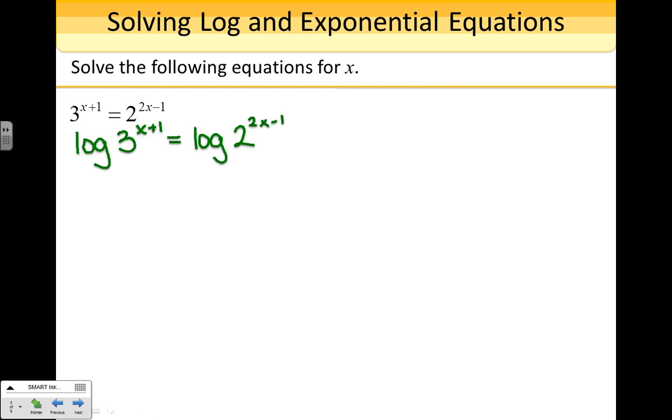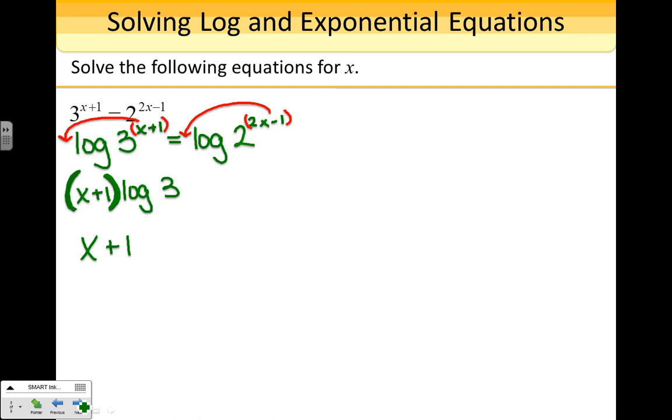So now, since these are logs, I can use the power rule to bring my exponents down, and I no longer have a variable in my exponent. x plus 1 times log 3. It's very important that you put those exponents in parentheses to show that the exponent all goes together. If you had x plus 1 log of 3, that looks like only the 1 was the exponent and you're adding it to the x. So make sure when you bring an exponent down, you put those parentheses around the exponent.